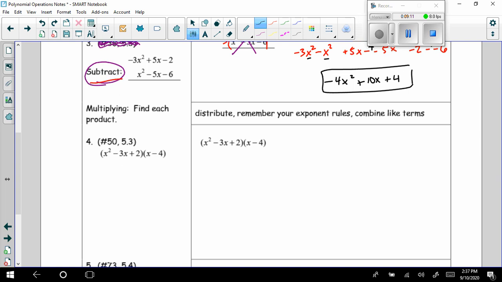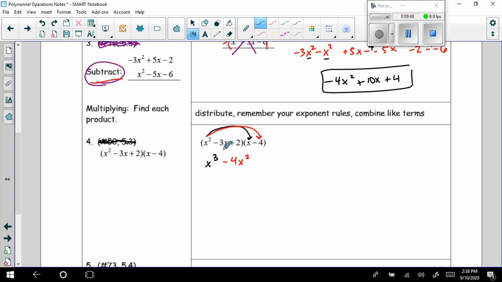All right, so now we're looking at distributing. Remember, you can distribute exponents if there's no addition or subtraction. When we distribute whole terms, we need to keep in mind our exponent rules. So this is x squared times x. All right, so we have x to the third. And then we have x squared times -4. So we have -4x squared.